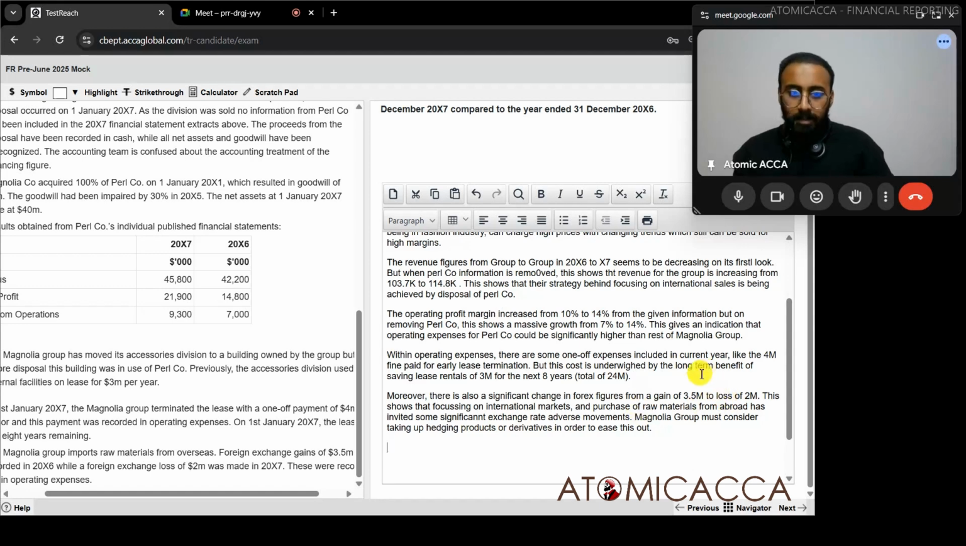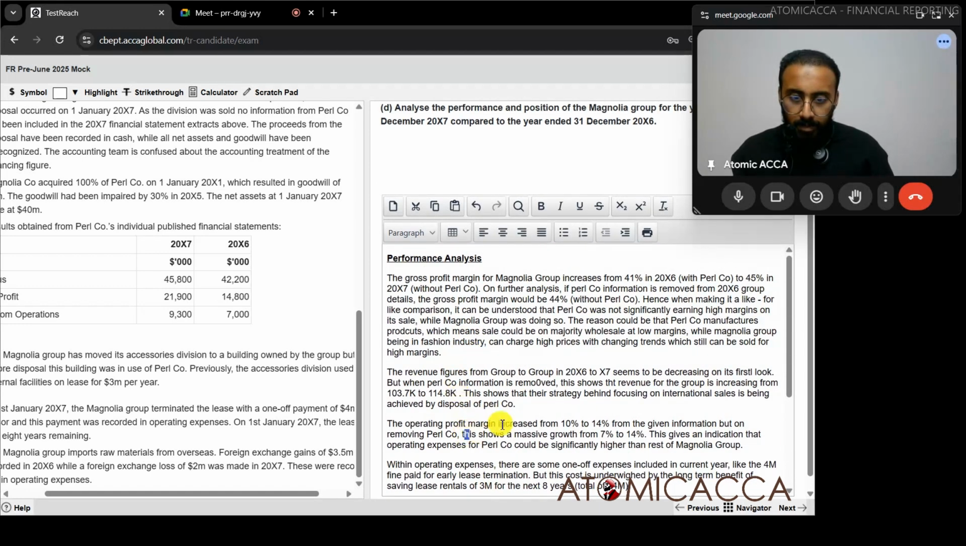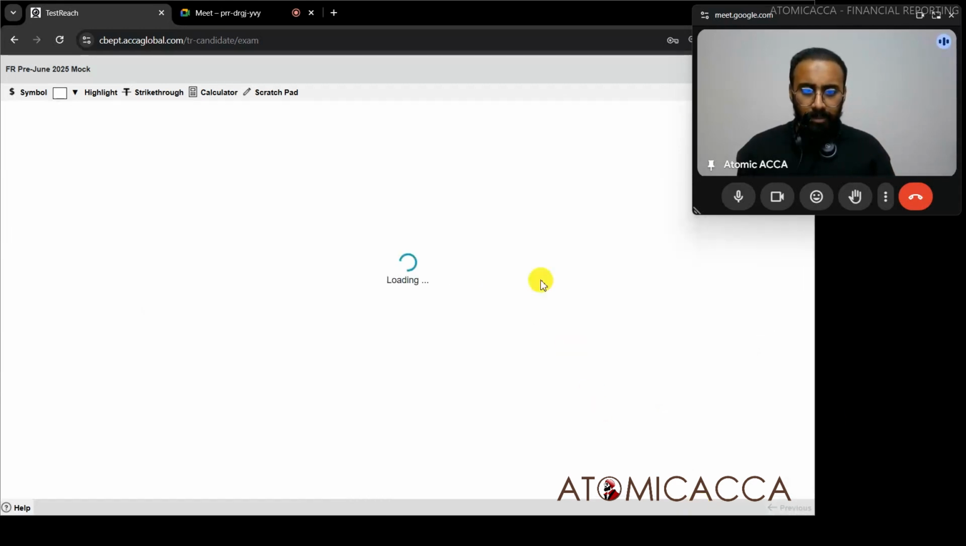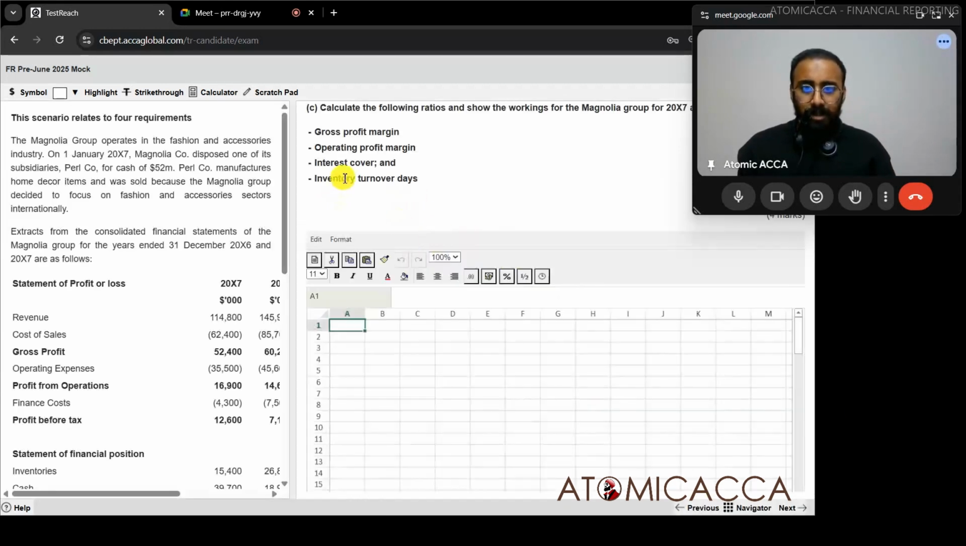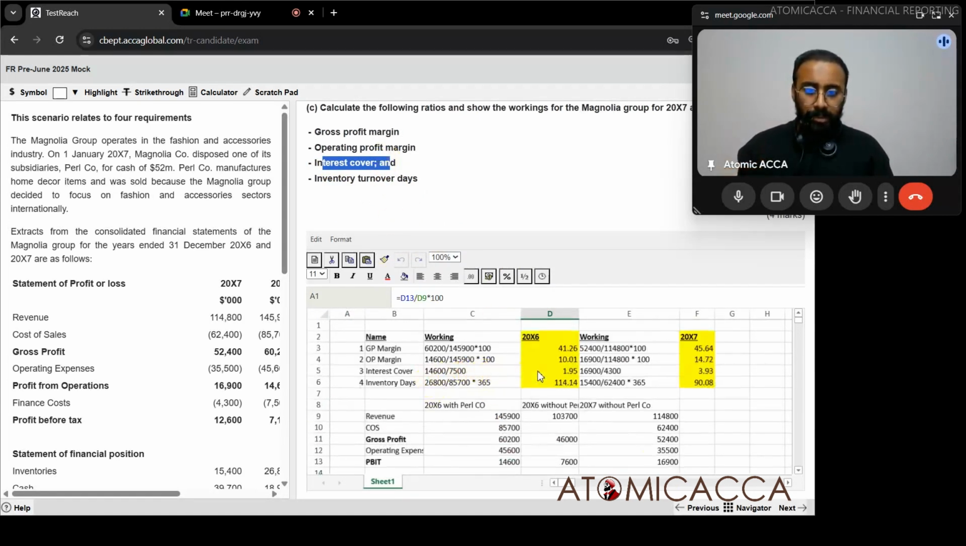Okay, so we have around 5 paragraphs about performance analysis, and we have a good amount of information over here. So we can either wind up the performance analysis here. One extra point, if you want, which we didn't mention yet, is the interest cover, because that is also part of SOPL. How is the movement going? It's going from 1.95 to 3.93.